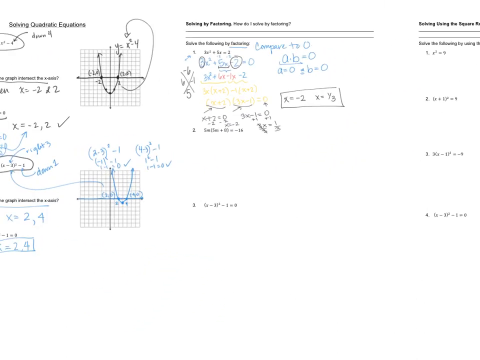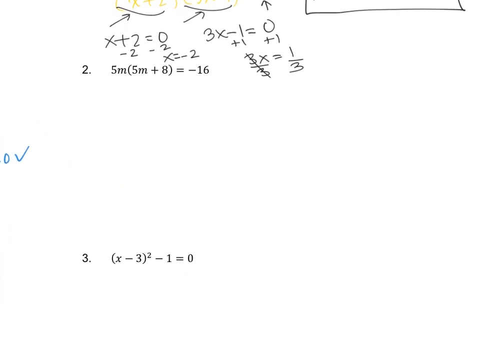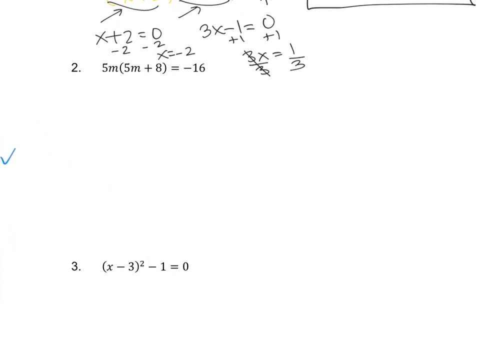So we have a few more on here. You should pause, try to make them equal to 0 first, then try to factor, and then check back. Okay, now that you tried that, let's look at number 2. You should have distributed. That would make 25m squared plus 40m equal to negative 16.